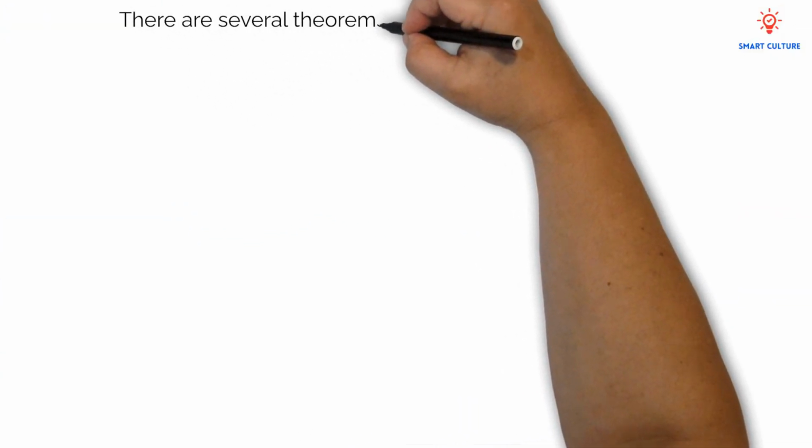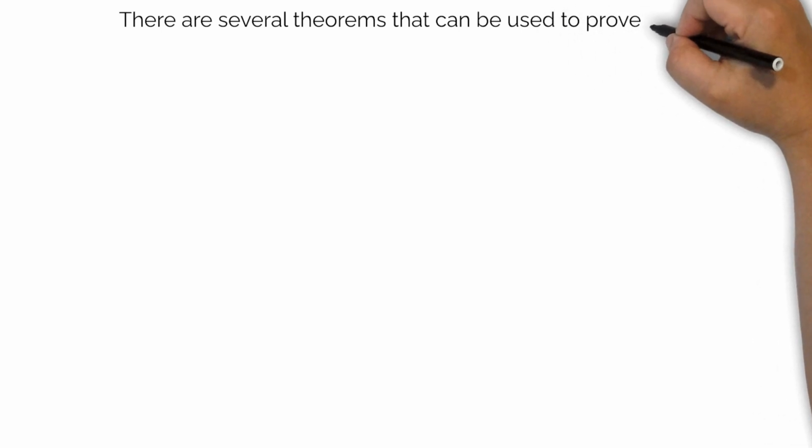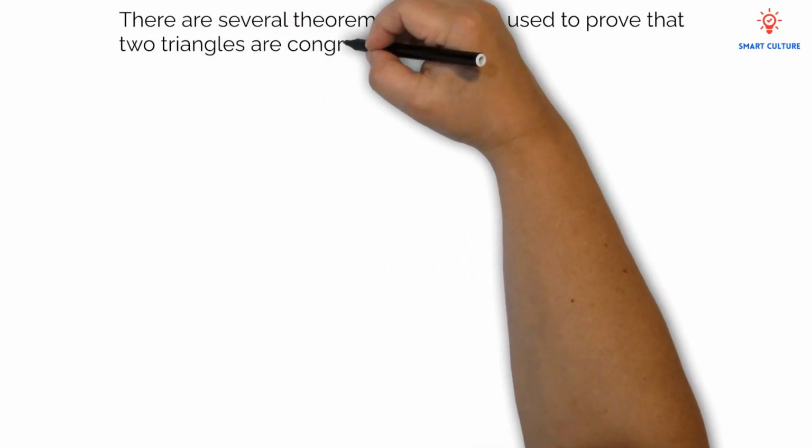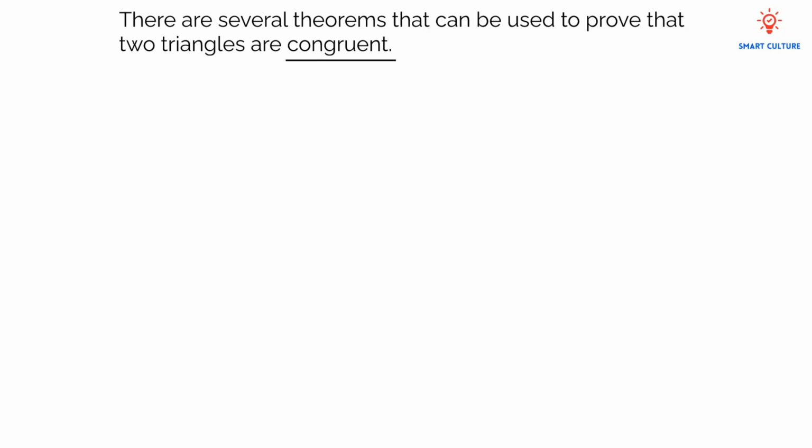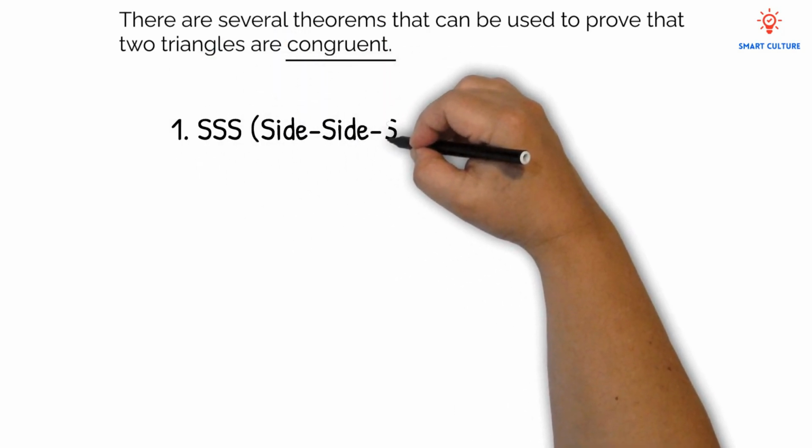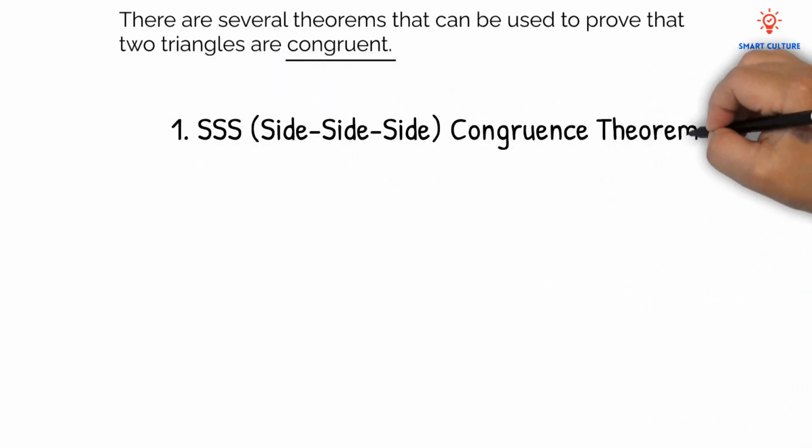There are several theorems that can be used to prove that two triangles are congruent. Now, the first theorem that we'll look at is the SSS theorem. It stands for side, side, side.